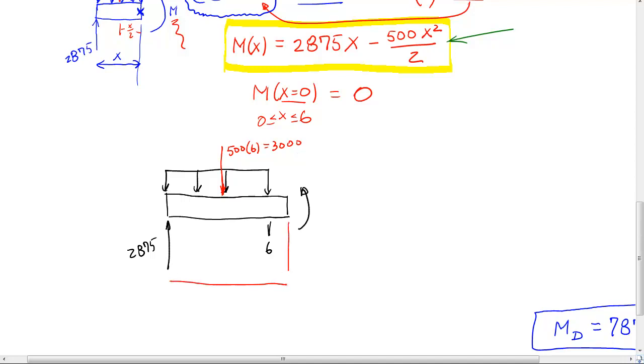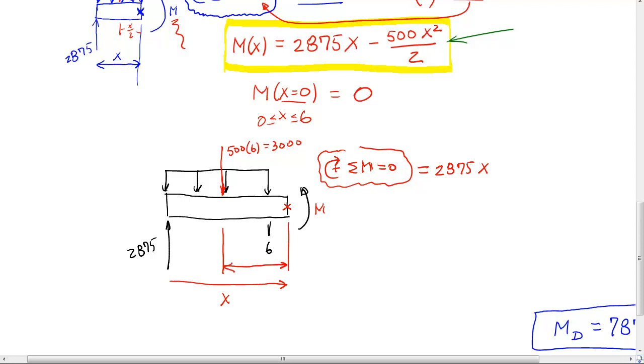Now we're at some new x value. As long as x is greater than 6, we've got to find this moment. Again, we do that moment equation. And I'll even go opposite again. And we're finding the moment about here. And what does that equal to? 2875x.